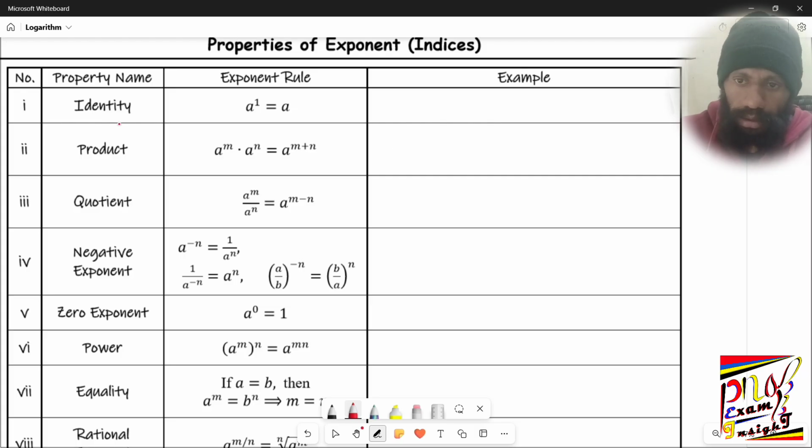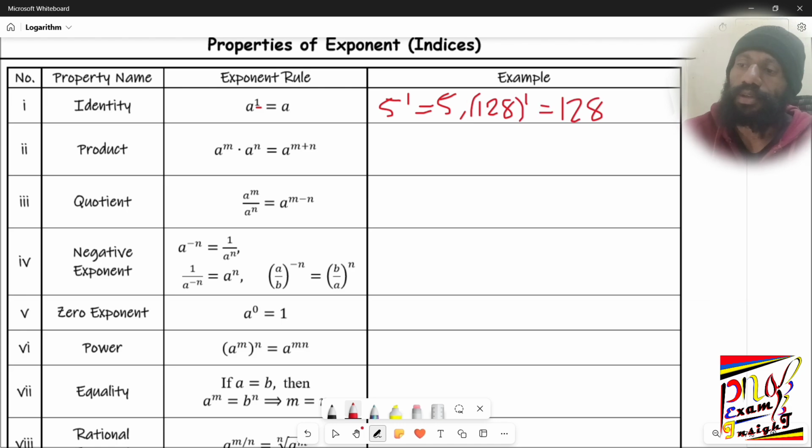the identity rule. Any base that is raised to the power of 1, we normally don't write the power, we just write the base, meaning that 1 is present there, but no need to show. Right, for instance, let's say if we have maybe 5 to the power of 1, we don't write 5 to the power of 1, we just write 5. Or let's say you have maybe 128. So 128 to the power of 1, which is just 128.